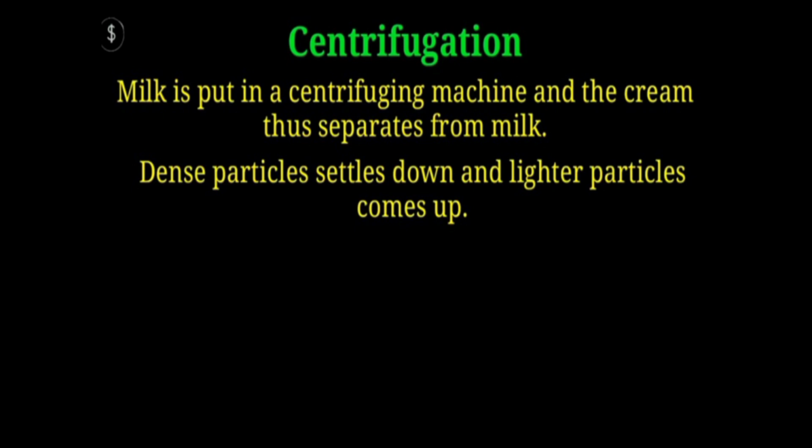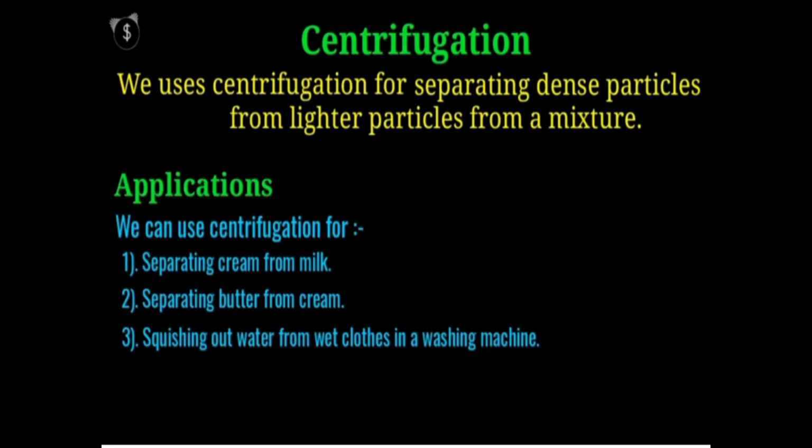So milk is put in a centrifuging machine, and the cream separates from the milk. The dense particles settle down and the lighter particles come up. If we go into detail for this activity, we'll take some full cream milk in a test tube, the milk which is full of cream. We will centrifuge it using a centrifuging machine for 2 to 3 minutes.